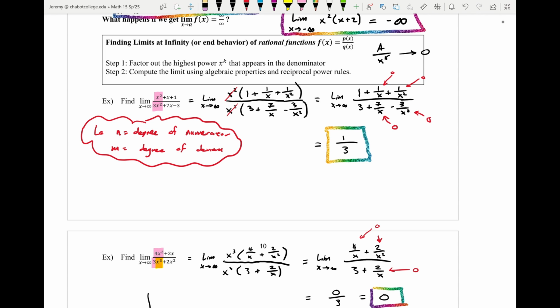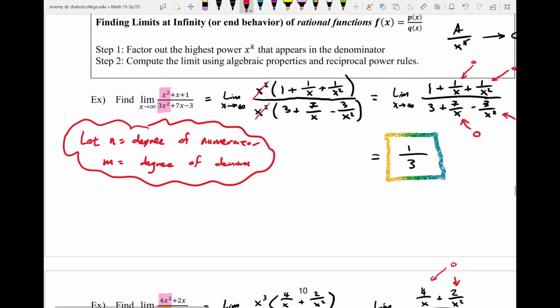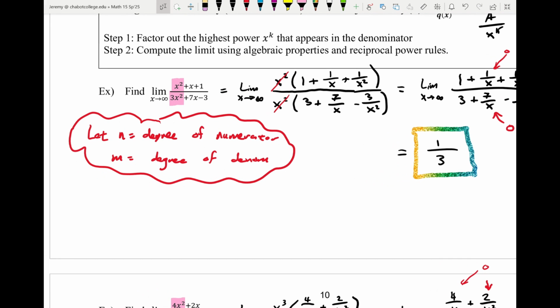sorry, sometimes my handwriting is a bit illegible when using this tablet thing. So n is the degree of the numerator, m is the degree of the denominator. So in this first example, notice that n is equal to m, right? The degree of the numerator and denominator are the same. And you might remember the horizontal asymptote in this case is going to be equal to the ratio of the leading coefficients. So the ratio of the leading coefficients, that would be 1 over 3. That's exactly what we got for our infinite limit.